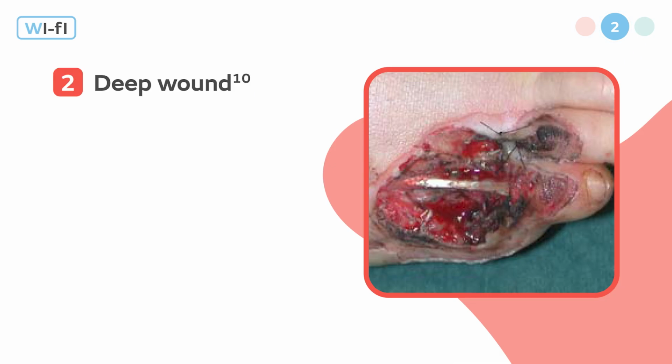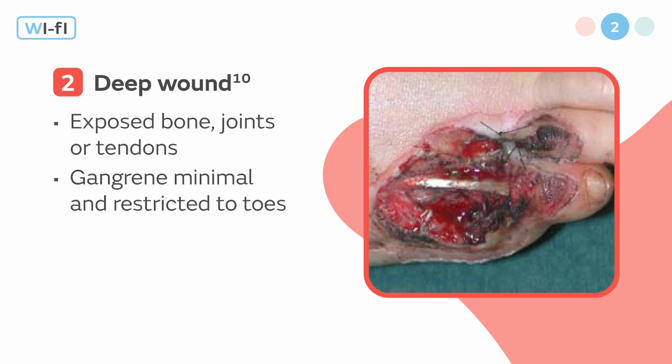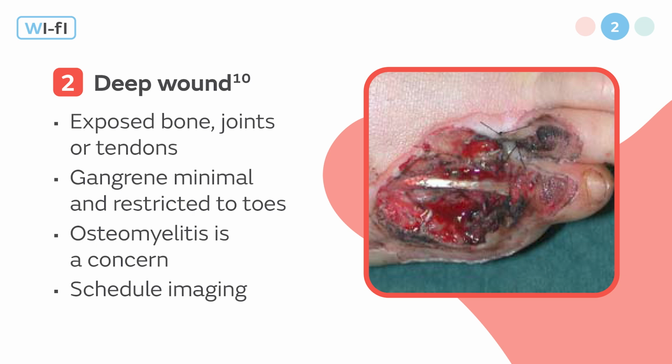2. If it progresses to a deep wound with exposed bone, joints, or tendons, then you should grade this as a 2. If you see gangrene, it should be minimal and only be found on the toes. Amputation is more likely at this stage, and you'll want to implement more aggressive treatment measures. You may need more frequent cleansing and debriding, and stronger infection control measures. At this point, osteomyelitis and bone infection is a real concern, and you may want to schedule imaging for your patient.